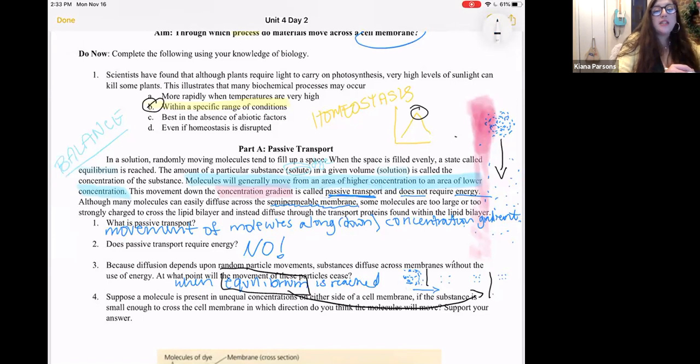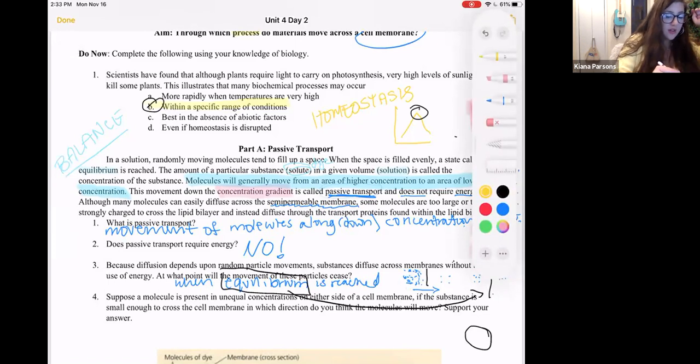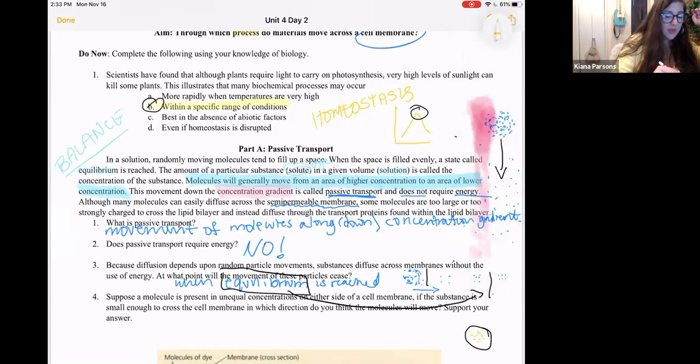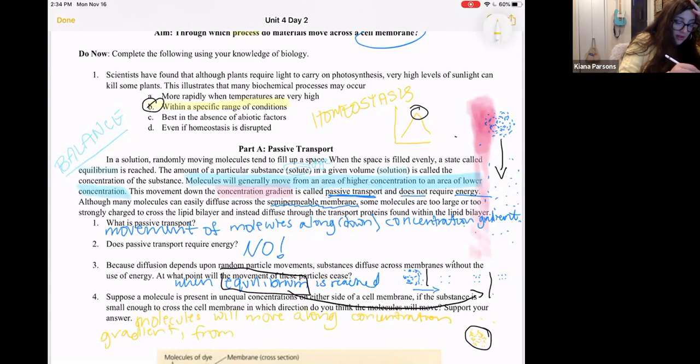Okay. Suppose a molecule is present in unequal concentrations on either side of a cell membrane, which happens all the time, right? So here's our little cell membrane. Let's say inside the cell, we have a lot of potassium. Outside the cell, we only have a little potassium. If the substance is small enough to cross the cell membrane, in which direction do you think the molecules will move? Support your answer. So if it is able to pass through the semi-permeable cell membrane, molecules will move along the concentration gradient from high to low until equilibrium is reached.